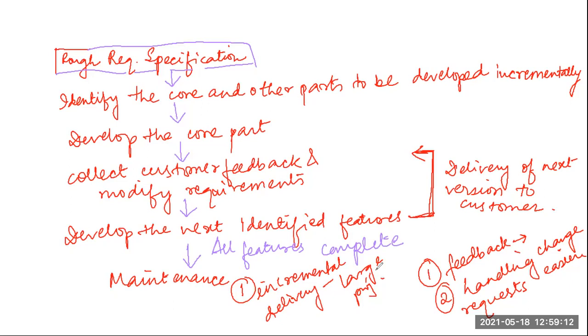But these disadvantages are not so strong in comparison to the advantages they give. Okay, so the evolutionary model is normally used for large projects where it is easier to find modules for incremental implementation. And when the customer prefers to receive the product in increments so that he can start using the different features as and when they are delivered, rather than waiting all the time for the full product to be developed and delivered, in those cases this evolutionary model is helpful.